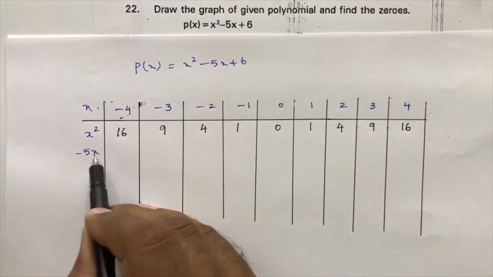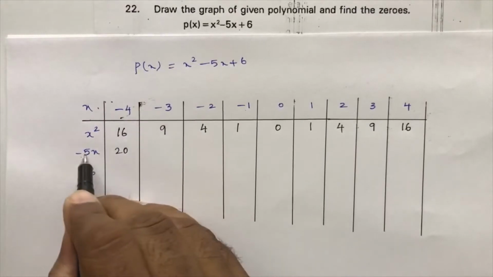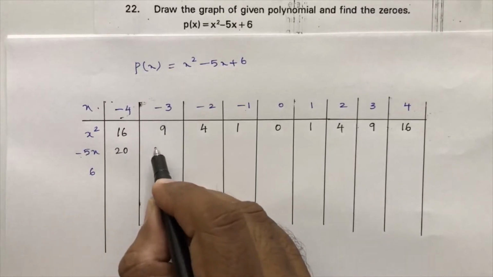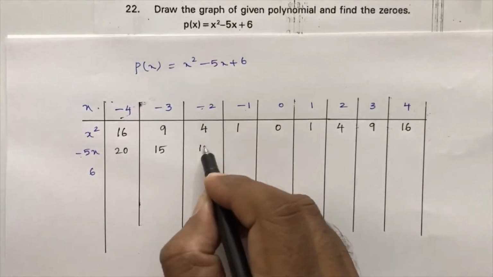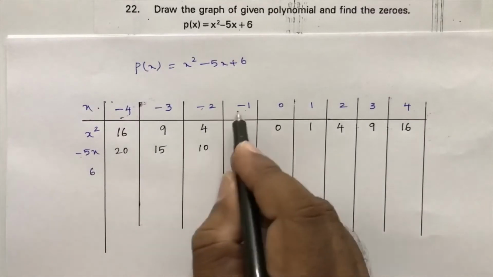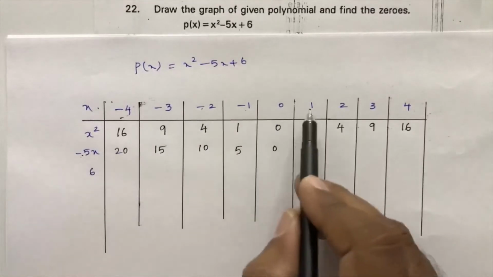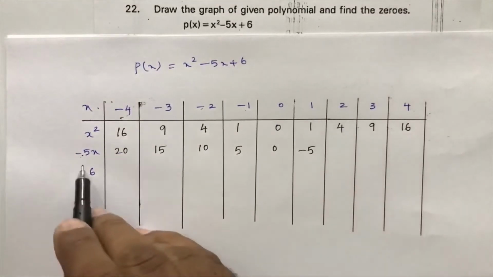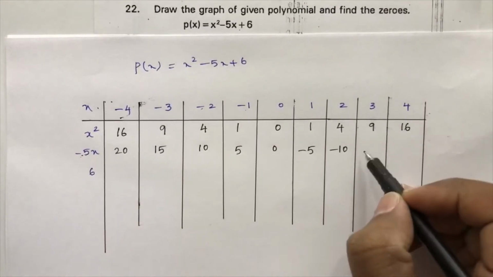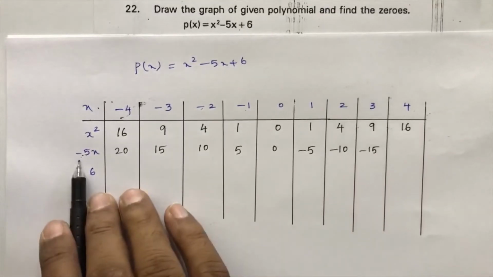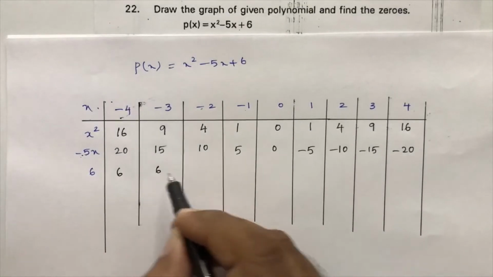Next, minus 5 into minus 4 is plus 20, minus 5 into minus 3 is plus 15, minus 5 into minus 2 is plus 10, minus 5 into minus 1 is plus 5, 5 into 0 is 0. Minus 5 into 1 is minus 5. Minus 5 into 2 is minus 10. Minus 5 into 3 is minus 15. Minus 5 into 4 is minus 20. And this is a constant, so you write it as it is, 6.